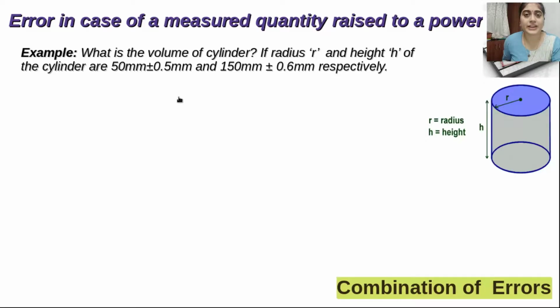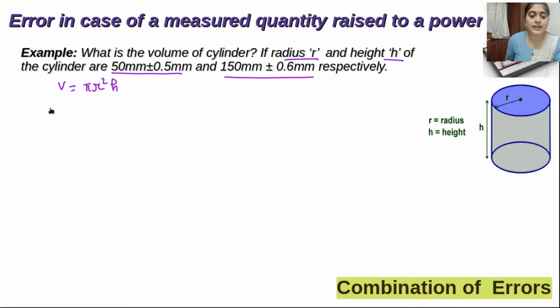Here I have taken one problem in which we are multiplying two physical quantities, and the physical quantities have power, but here I will not derive. I am just showing how you can solve directly when this type of problem comes in an examination. We know the volume of the cylinder is pi r square h. The radius is 50 mm plus minus 0.5 mm error, and the height is 150 mm plus minus 0.6 mm error. So here we have two physical quantities.